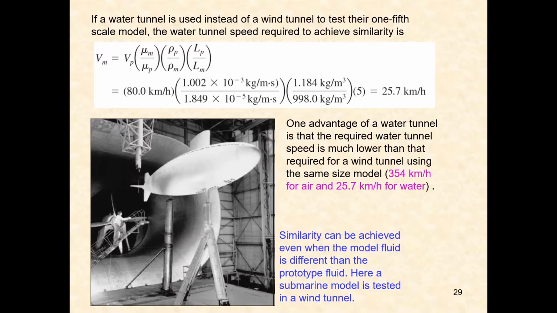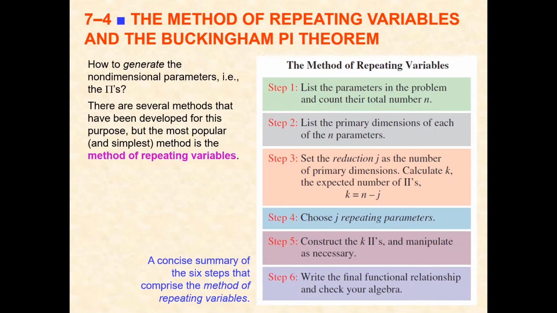just by using a different fluid, which is a liquid. So the method of repeating variables and the Buckingham Pi theorem is the method to obtain the non-dimensional parameters, where you need to memorize all of the steps. You need to memorize step 1: list down all the parameters in the problem and count their total number, n. So if you have 7 parameters, you have n equal to 7. If you have 6 parameters, n equal to 6.